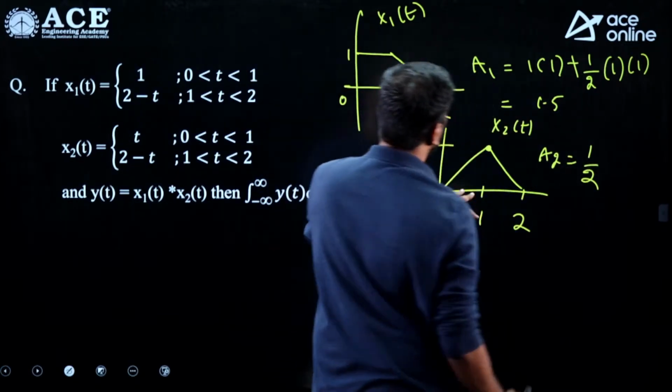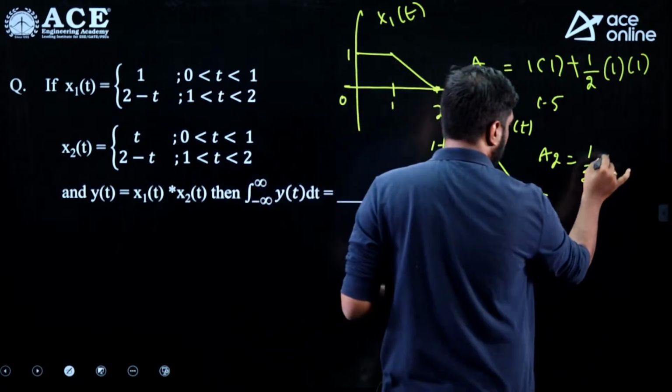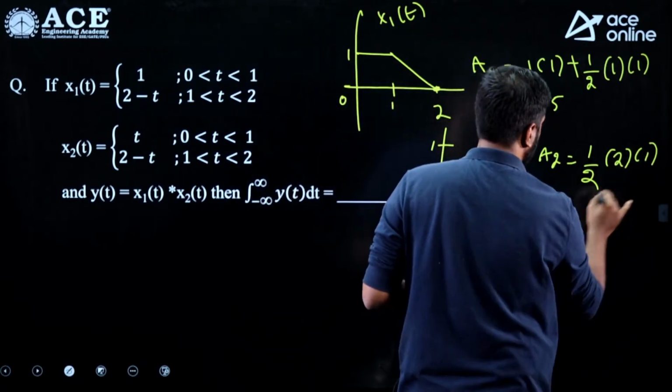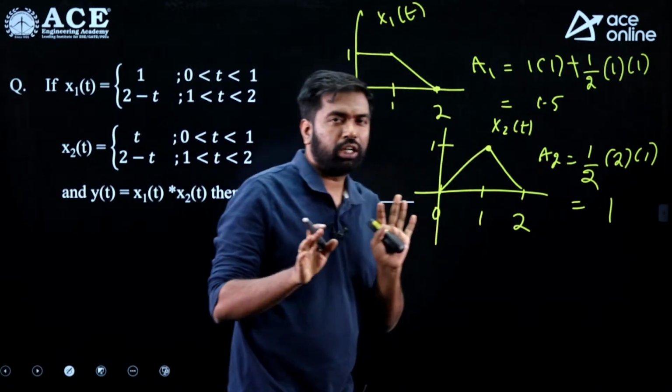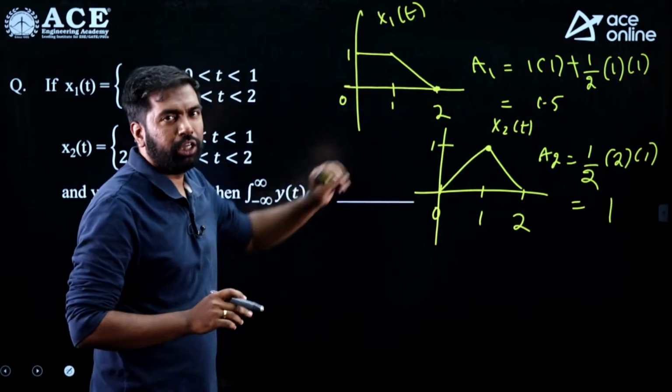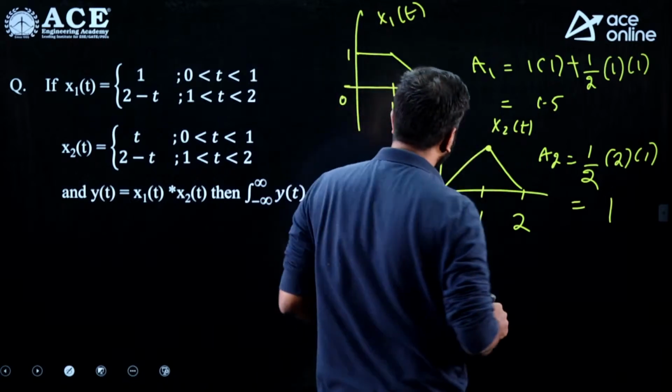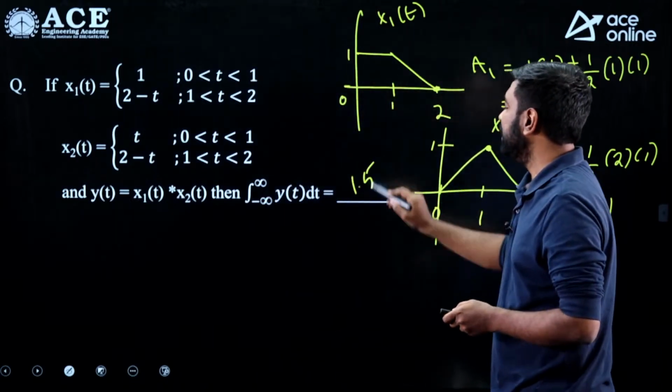What is A2? Half, this is like a triangle, half base into height. So half base is 2, height is 1. So this area is 1. Now this is 1 and this is 1.5. According to the convolution property, you have to multiply the individual areas. So 1 into 1.5 is 1.5. 1.5 is the answer for this question.